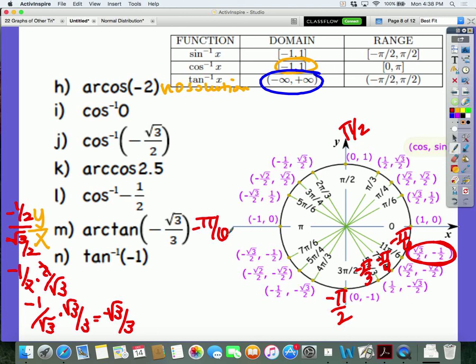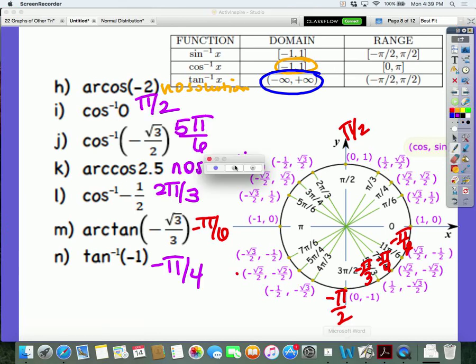So all I want you to do is pause this video, do I, J, K, L, and N, and then press play when you're ready to see the answers. So here are your answers in the purple for I, J, K, L, and N. Hopefully you guys got this. If you didn't, make sure you bring your questions to class with you tomorrow.